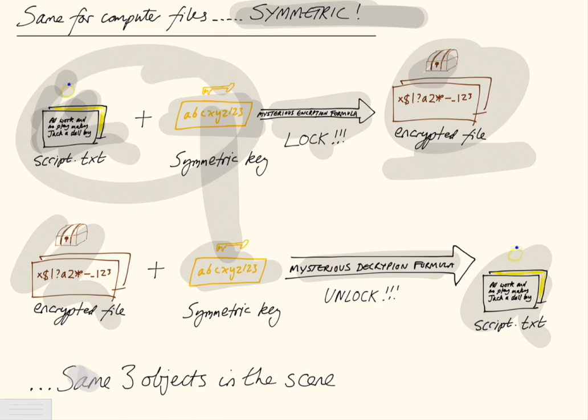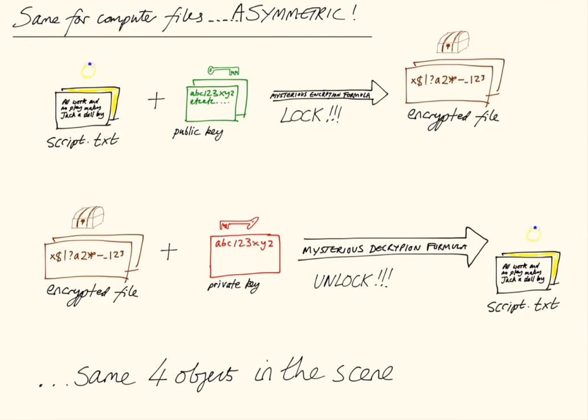And so we have the same three objects in the scene. We have our precious resource to lock up, we have the key, and we have the chest, which is basically represented by the locked file. And for asymmetric encryption, when it comes to computer files, we have the script that we lock up with the public key.